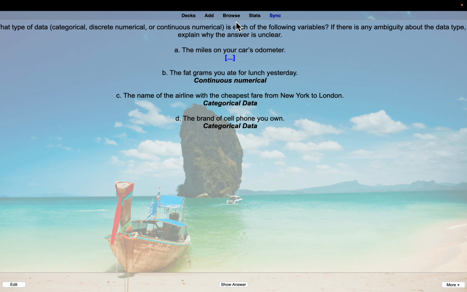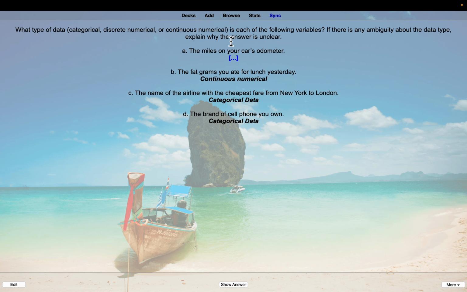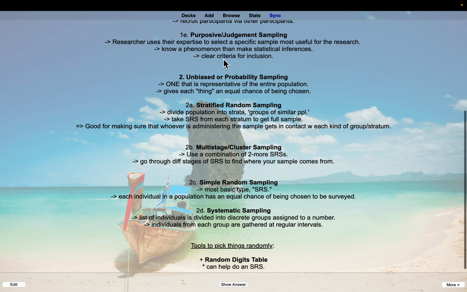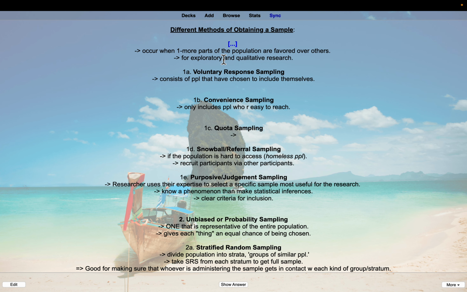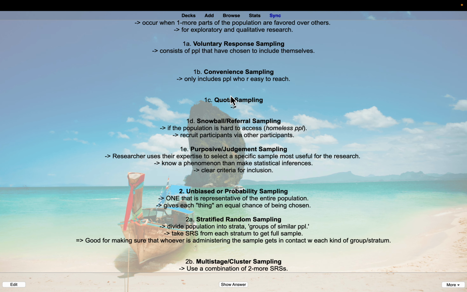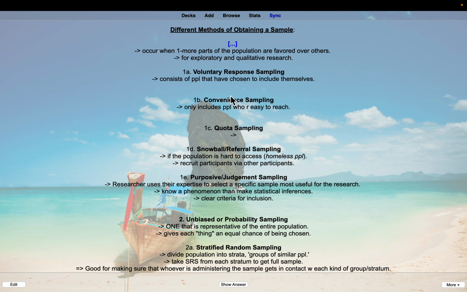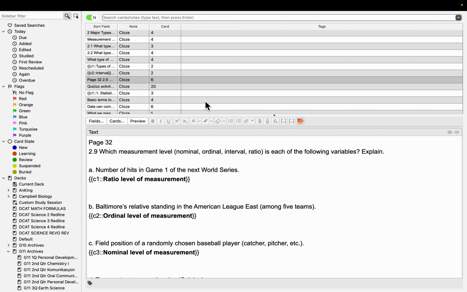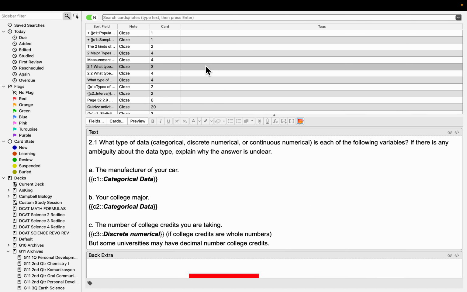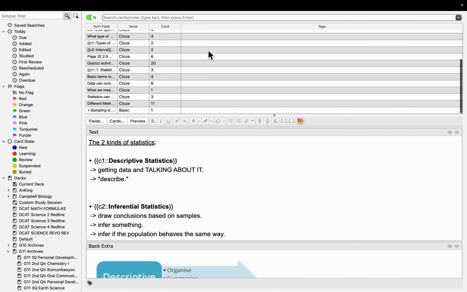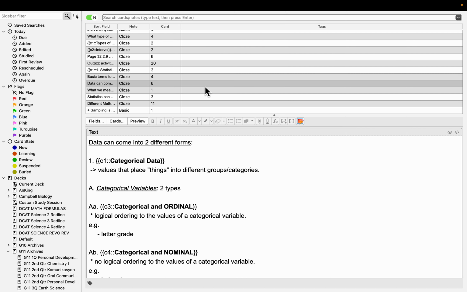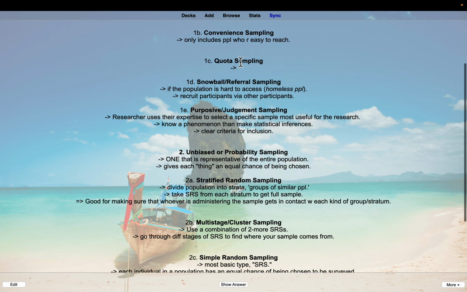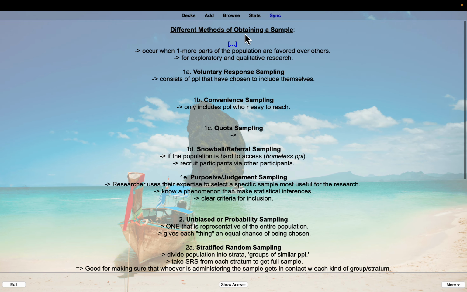Okay. What type of data is, okay, this has been tackled already. Different methods of obtaining a sample. Good luck. I won't. How many flashcards do we still have to finish? I think we've already had a rundown on most of it. We're almost done actually. Let me see what I can do in explaining this part.